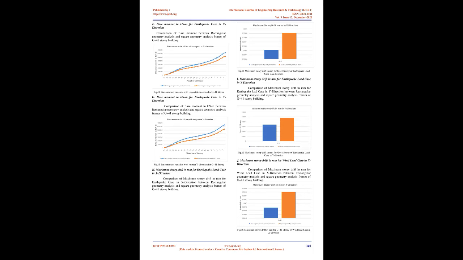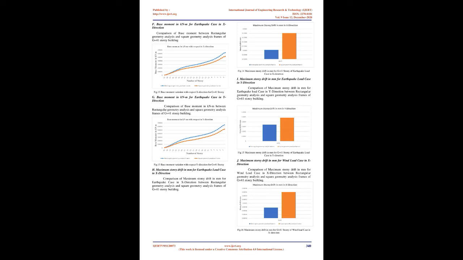E. Weight of steel, steel takeoff, for tie member to column in kg. Comparison of base shear for earthquake load case in kN between rectangular geometry analysis and square geometry analysis frames of G plus 41 story building. F. Base moment in kN for earthquake case in X direction. Comparison of base moment between rectangular geometry analysis and square geometry analysis frames of G plus 41 story building. Fig. 12. Base moment variation with respect to X direction for G plus 41 story.